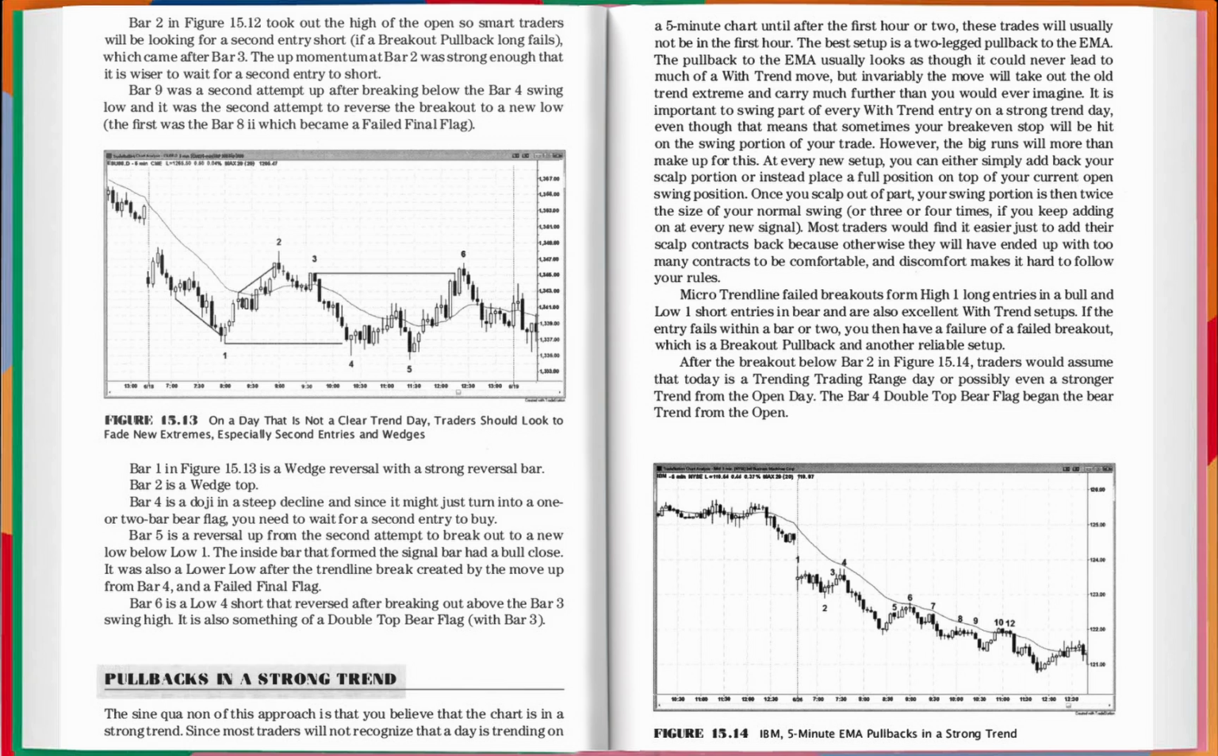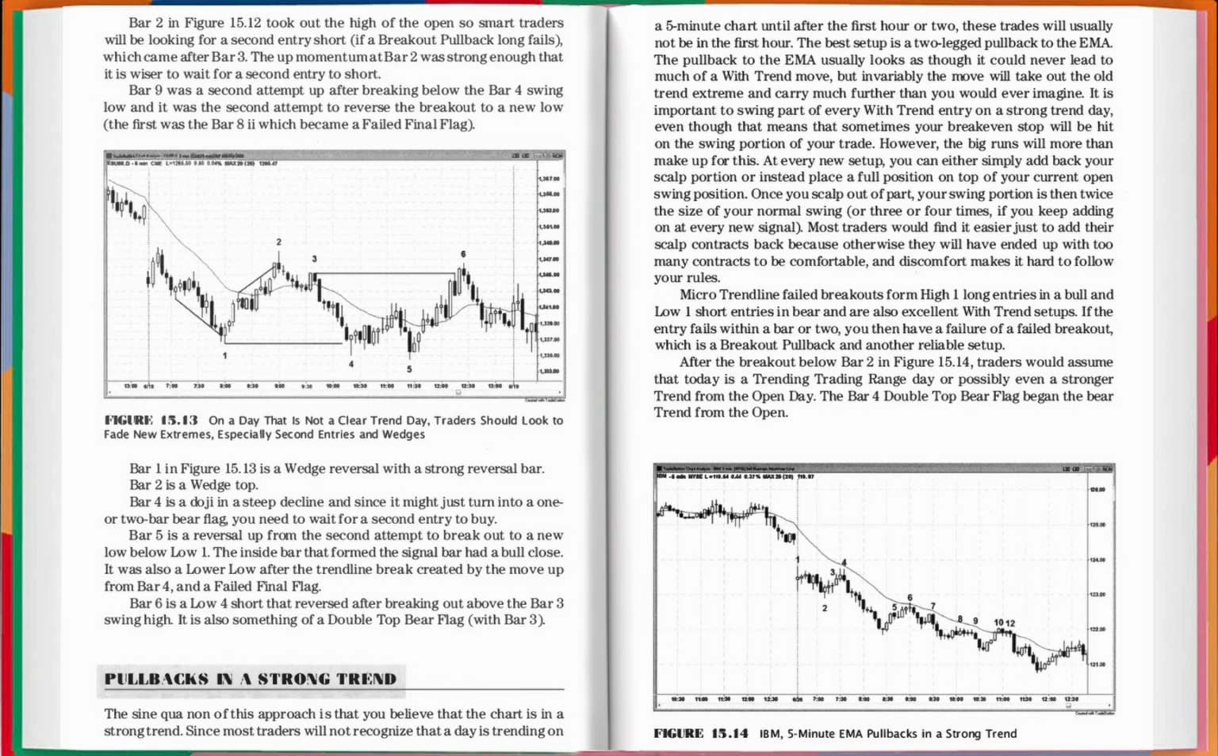Bar 1, in figure 15.13, is a wedge reversal with a strong reversal bar. Bar 2 is a wedge top. Bar 4 is a doji in a steep decline, and since it might just turn into a 1 or 2 bar bear flag, you need to wait for a second entry to buy. Bar 5 is a reversal up from the second attempt to break out to a new low below low 1. The inside bar that formed the signal bar had a bull close.